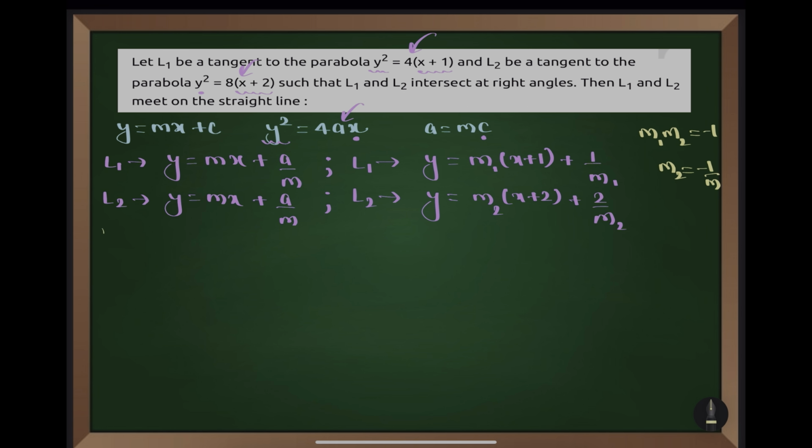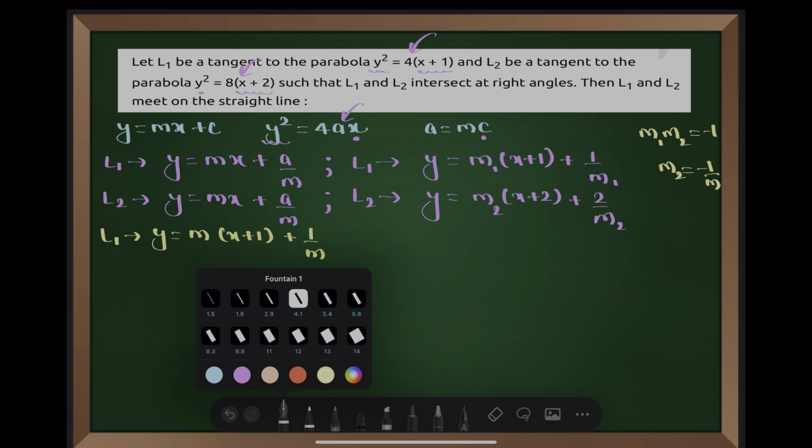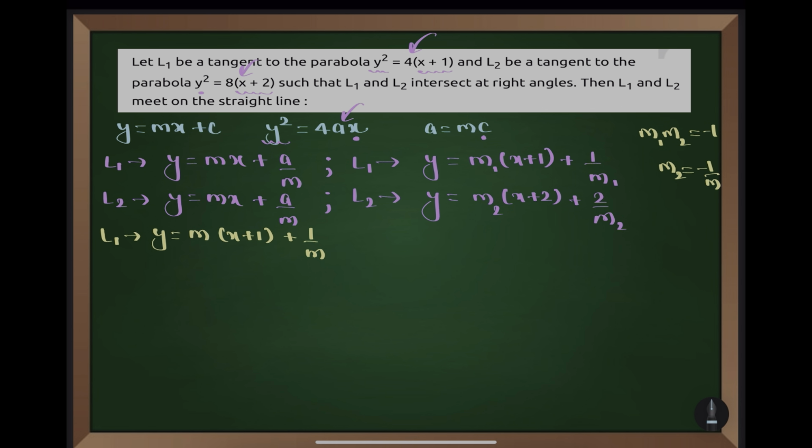Now let's update your line L1. So L1 will look like y equals m times x plus 1 plus 1 by m. Now look at your line L2. So your line L2 will look like y equals, in place of m2 I can write minus 1 by m, times x plus 2 minus 2m. I hope till this part you guys are comfortable.